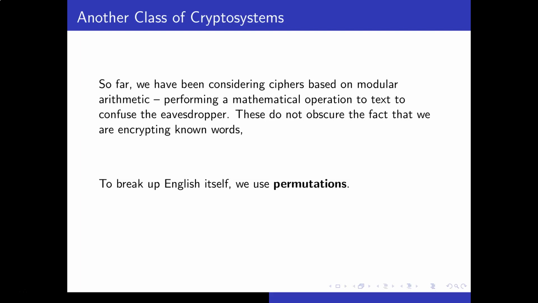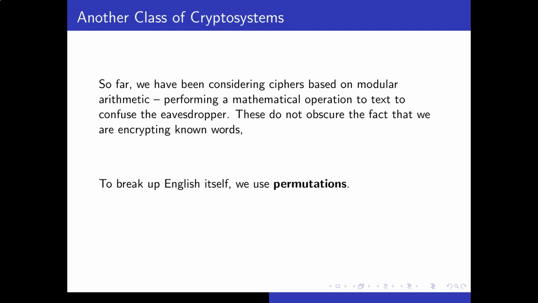All right, pretty much all semester long, we've been looking at ciphers that are based on modular arithmetic. And modular arithmetic is critical to cryptography. But the fact of the matter is that it doesn't do a very good job of obscuring the fact that we are encrypting known words. So what we want to do is break up the words themselves. We want to break up the English so that we are no longer encrypting straightforward English text. To do this, we're going to use a mathematical concept of permutations.